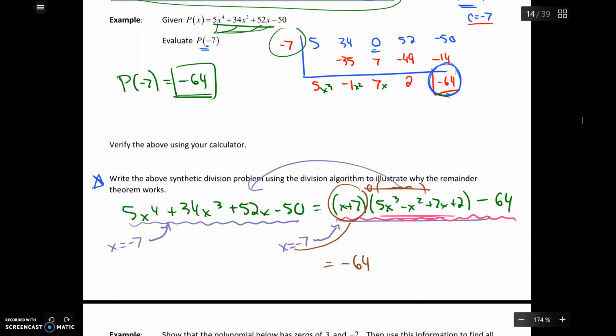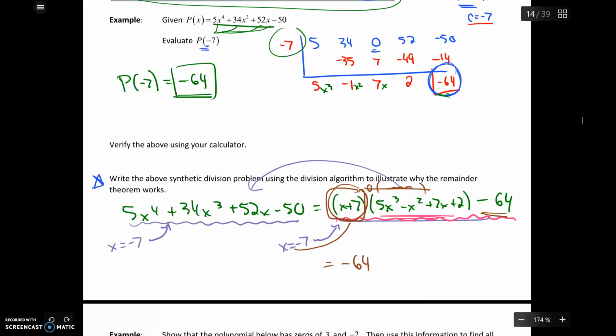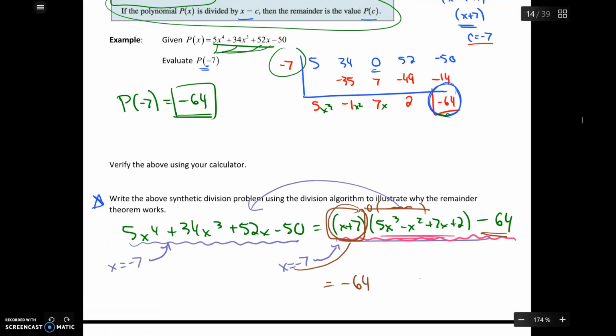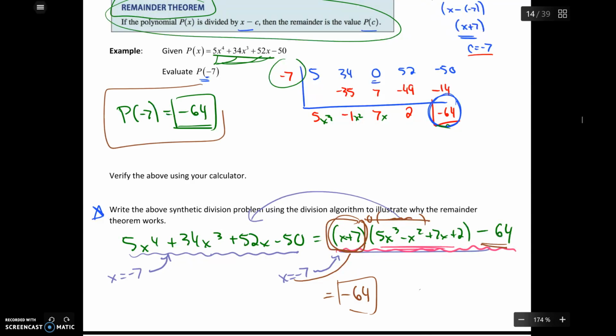So the idea here is it's really easy to plug in x equals negative 7 into this because this is one of the factors. It's going to zero it out. Therefore, my remainder is going to be my function value at that spot. Hopefully that makes sense. If not, you can just remember the remainder is the function value at that spot. Okay? So this is an easy way to evaluate polynomials at ugly numbers.